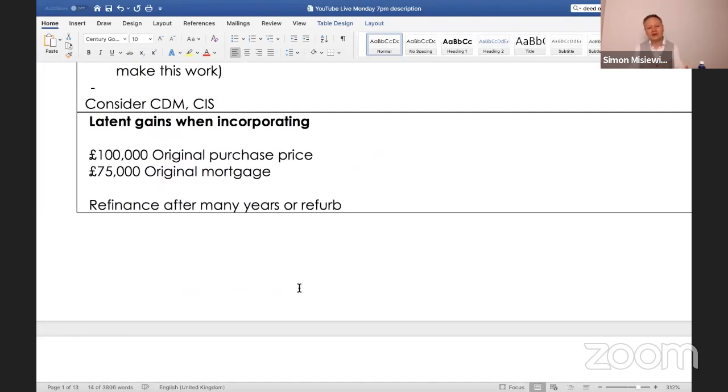We've also got ways of mitigating SDLT by transferring properties to a limited company as well. But we do need to think about a particular capital gains tax that is not going to be avoided with that much ease, and it's called latent gains. The way that this works is that you have originally, in your own name, purchased the property for £100,000. So you've got a 75% mortgage on it, which is £75,000. Not too difficult to understand at this point. But then you refinance after many years because property price has gone up, or you refinance the property because you've refurbished it to a better standard.